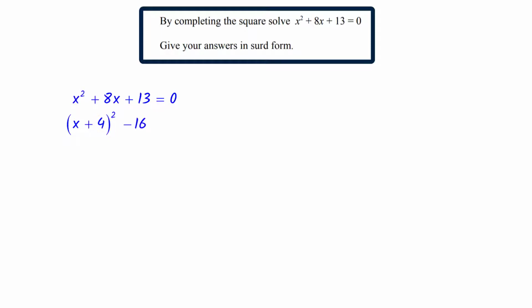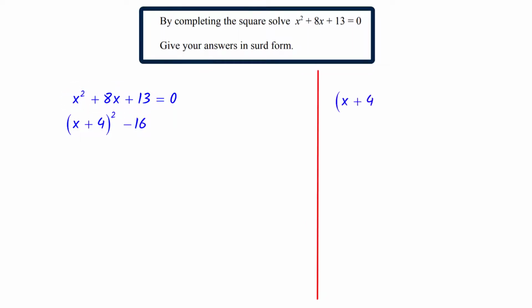It's probably a good idea to pause here to have a look at what we have just done, as it's sometimes not obvious what you're doing when first learning this procedure. To see what we've done, let's expand the x plus 4 squared and then subtract the 16 and compare it to the expression in the original equation.